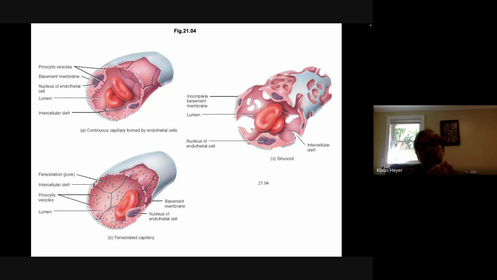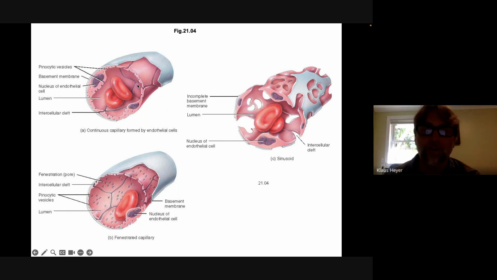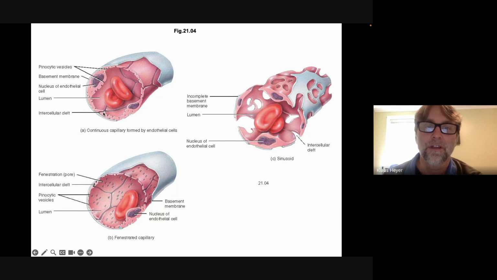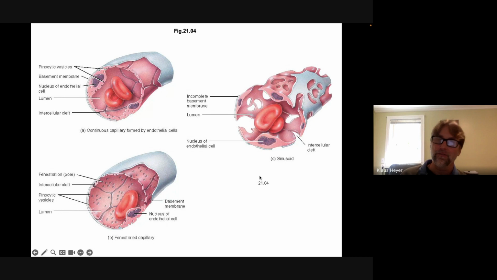So, continuous. The only place where things can get in and out of continuous capillaries would be these little spaces in between the cells, which we call intercellular clefts. All right, so this is a cell right here. Here's another cell right here. And this is the little space between the cells. Space here as well. That's it. So not a whole lot of openings in this capillary compared to the other 2 you see. So this would be found like in the brain, for example. You're not trying to get a lot of things in and out, right?